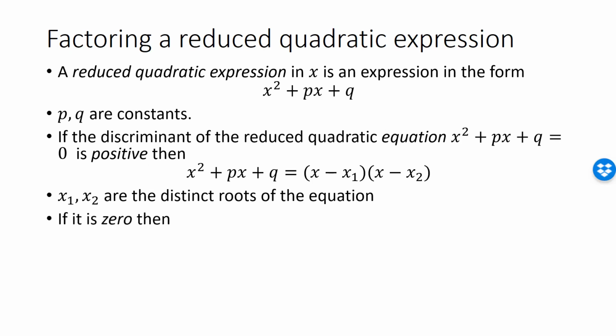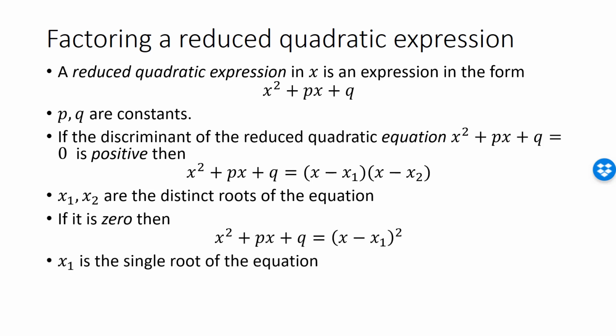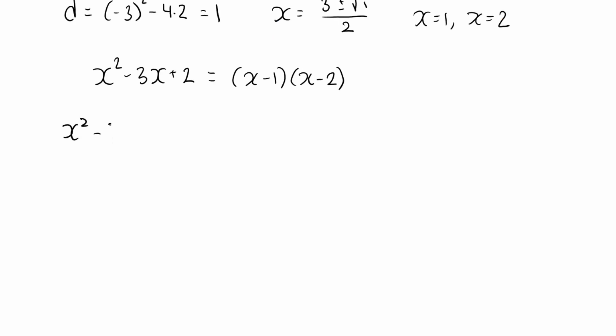If D is equal to 0, then the expression can be factored as (x minus x1) squared, where x1 is the single root of the corresponding equation. For example, to factor the expression x squared minus 2x plus 1, we consider the corresponding equation x squared minus 2x plus 1 is equal to 0.